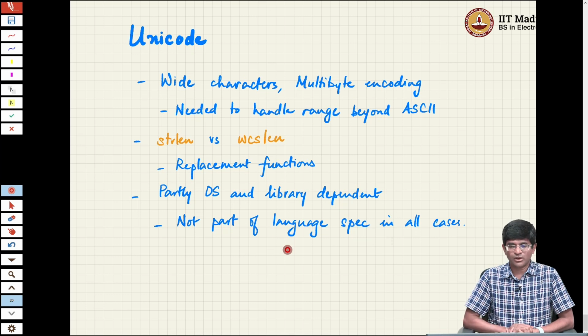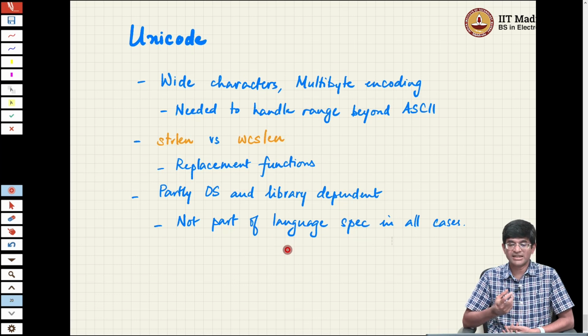What we need to know right now is that it can be used to handle a range of characters beyond what can be done with ASCII. It can handle multi-byte encoding, which means that characters that could not be represented with ASCII would be represented using multiple bytes, not just a single byte. What that means is a strlen function, which just counts the number of bytes, may not be accurate anymore.